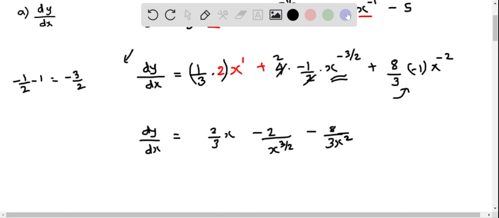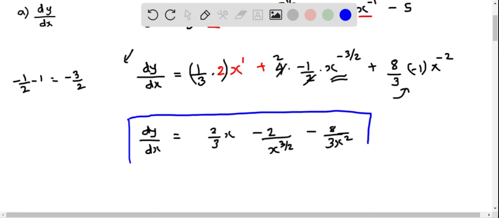So this is the derivative of the given curve equation, that is dy by dx equals 2/3 x minus 2 divided by x raised to the power of 3 by 2 minus 8 by 3x squared.